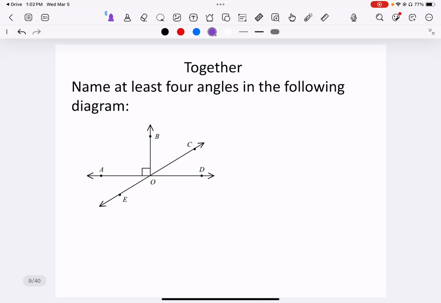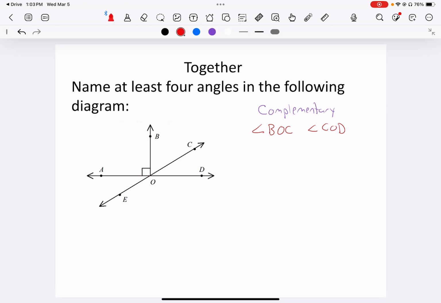In this diagram, we're going to talk about all of those pairs. The first pair I'm going to talk about is complementary angles. Complementary angles are two angles that add to 90 degrees. To have 90 degrees, I have to have this box. So I have my box on this side, and that means it's also going to be on this side because it forms 180 degrees. So here's my right angle. So my two complementary angles are angle BOC and angle COD. Those two angles together form 90 degrees.